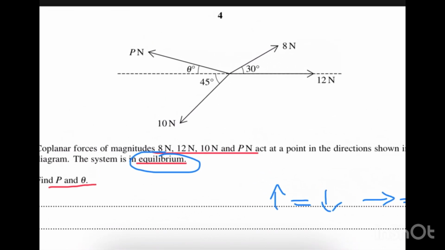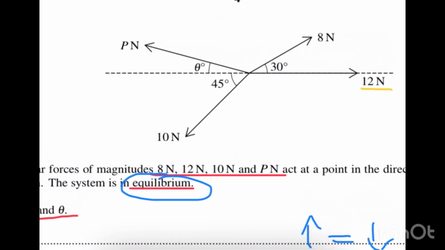So besides this 12 newton force, all other forces are acting in a diagonal manner, so we will have to resolve both of their components. For instance, this 8 newton force has an upward component as well as a rightward component. The rightward component will be 8 cos 30, since it is with the reference angle, and the component acting upwards will be 8 sin 30.